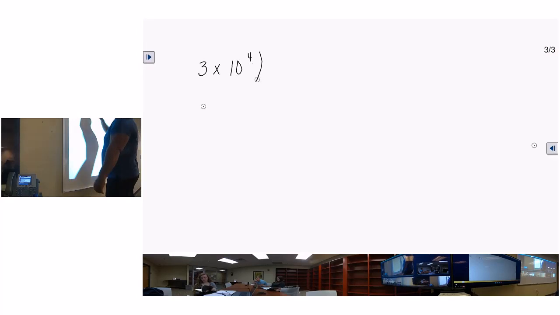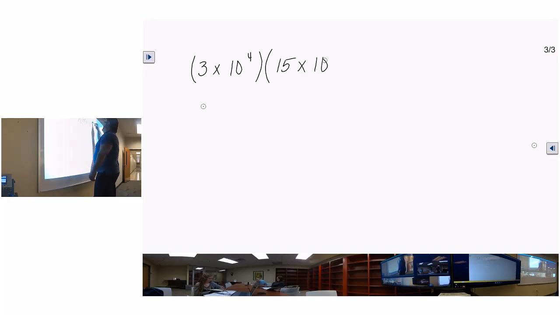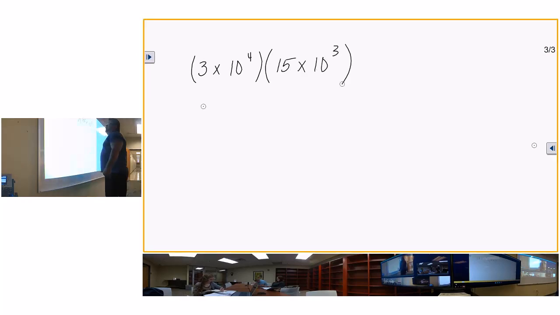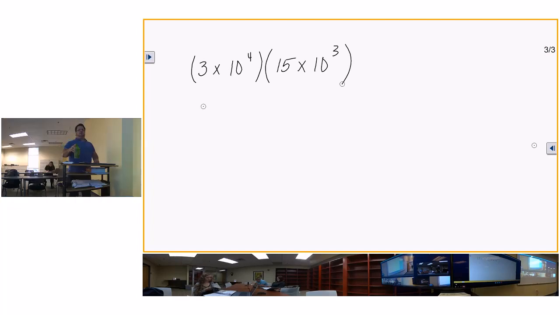3 times 10 to the 4th power times 15 times 10 to the 3rd power. Okay, now this is a multiplication problem with scientific notation. You do not need to use a calculator because you can do everything by hand. You do not need to write it out.